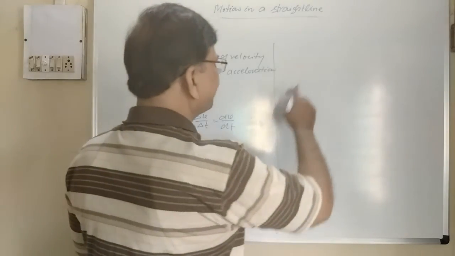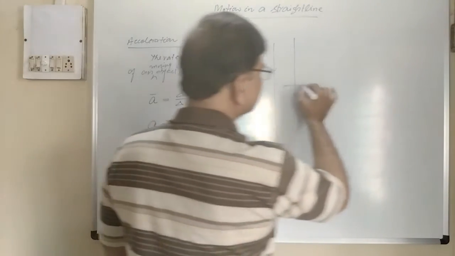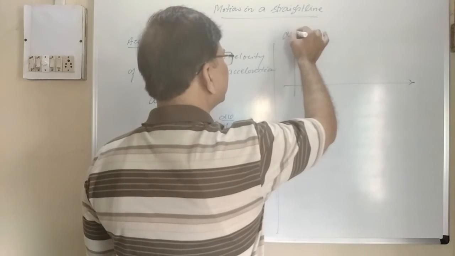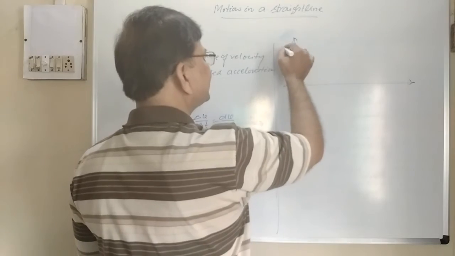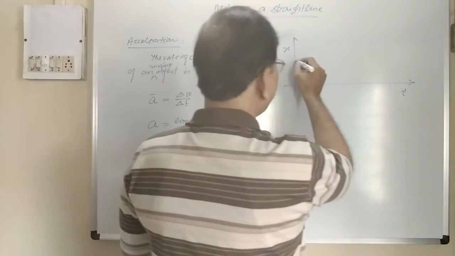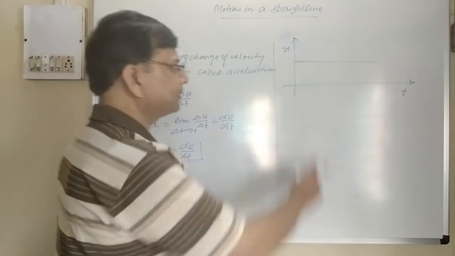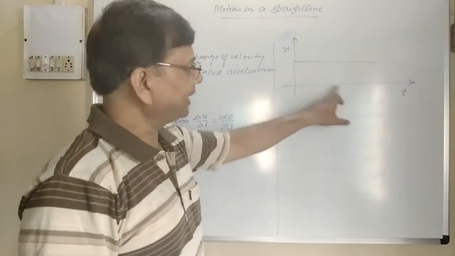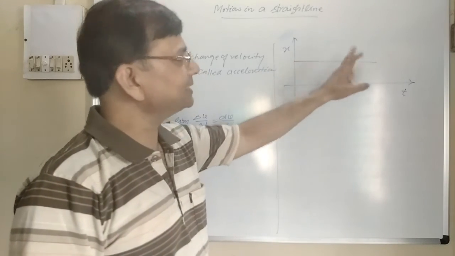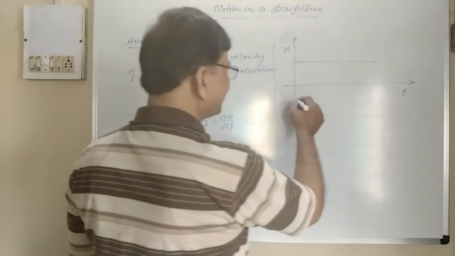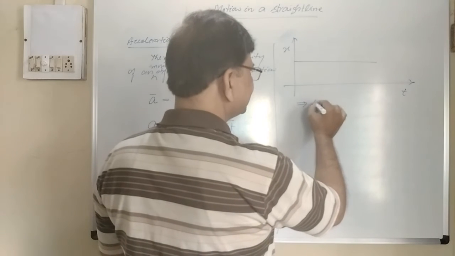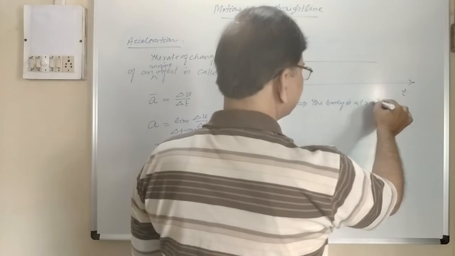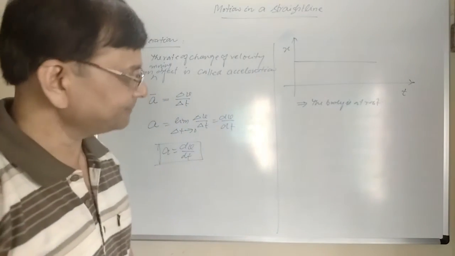First we will consider a displacement time graph. Here we will write displacement as x and this is t. If there is a straight line parallel to the time axis, what does it imply? As the time changes, its displacement is not changing. This implies the body is at rest, because displacement is not changing.